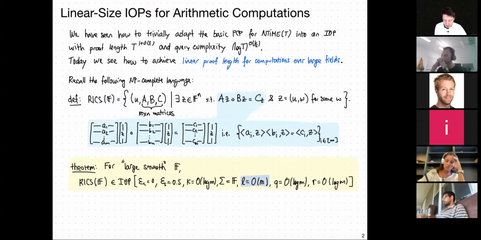But the key point here is that for arithmetic computations, we can achieve linear size IOPs. This improves on the previous lecture, where we had something like n to the 1 plus epsilon with a trade-off over the queries. Here it's linear, with a single logarithmic in the queries.